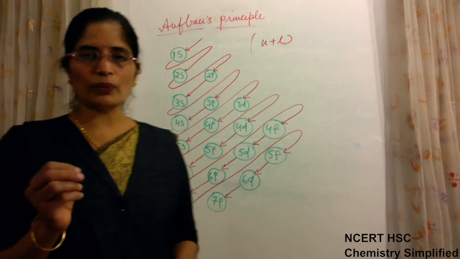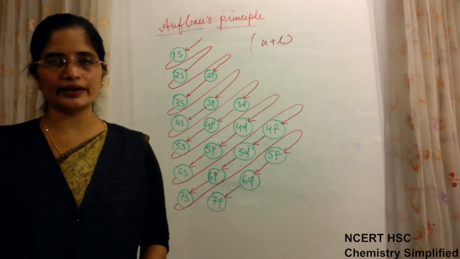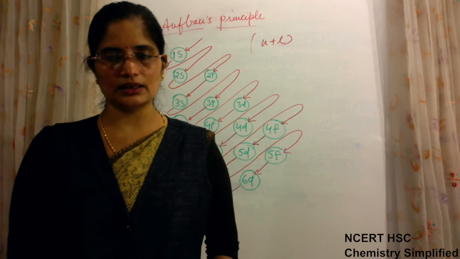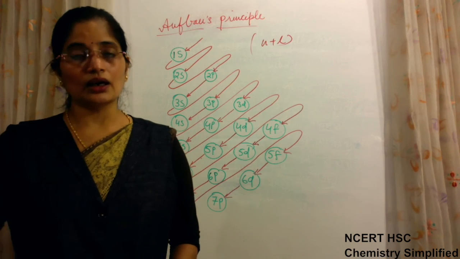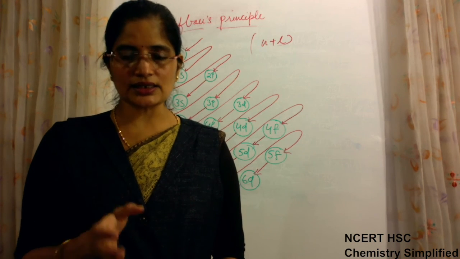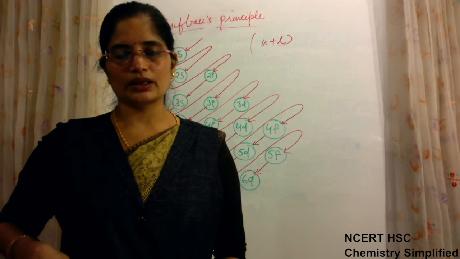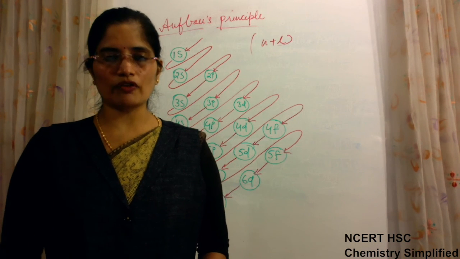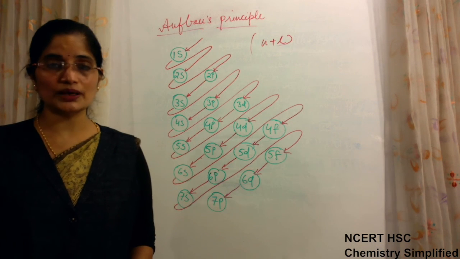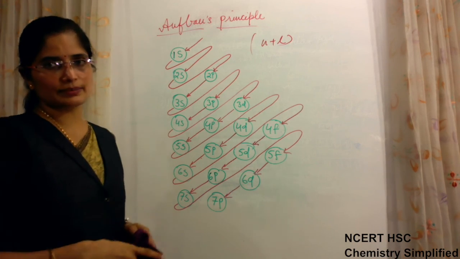So what is the Aufbau principle? The Aufbau principle tells us the order of filling of electrons in various subshells of the shells present in an atom. And how does it tell this? With the help of the n plus l rule. The energy order of various subshells is decided by the n plus l rule. So mentioning the n plus l rule is very important if you write about the Aufbau principle.